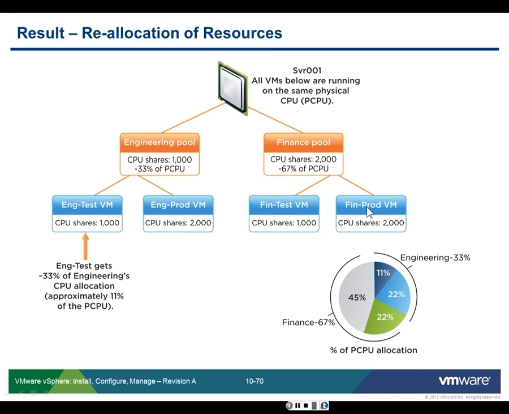So here's how it would break down. The finance production virtual machine gets 2/3 of the finance pool, which gets 2/3 of the ESXi host. That virtual machine gets a full 45% of the entire ESXi host. Conversely, at the other end of the spectrum, the engineering test virtual machine, which just gets 1/3 of the engineering pool, which has 1/3 of the ESXi host resources, only gets 11% of the entire resources on the ESXi host.